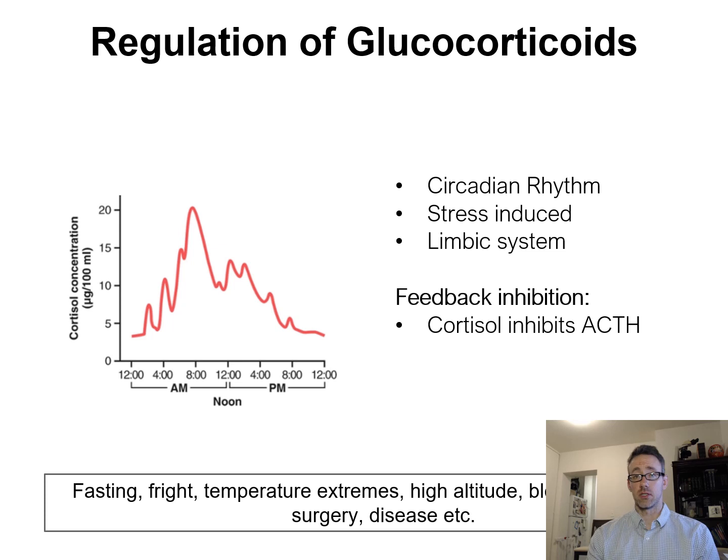So under normal circumstances, when cortisol levels rise, it should feed back and inhibit the release of adrenocorticotropic hormone from the anterior pituitary. And down here in the box, I just labeled a few things that can actually induce cortisol release. Fasting, which is the example I mentioned. Fright, temperature extremes of hot or cold, high altitude, surgeries, and so on.